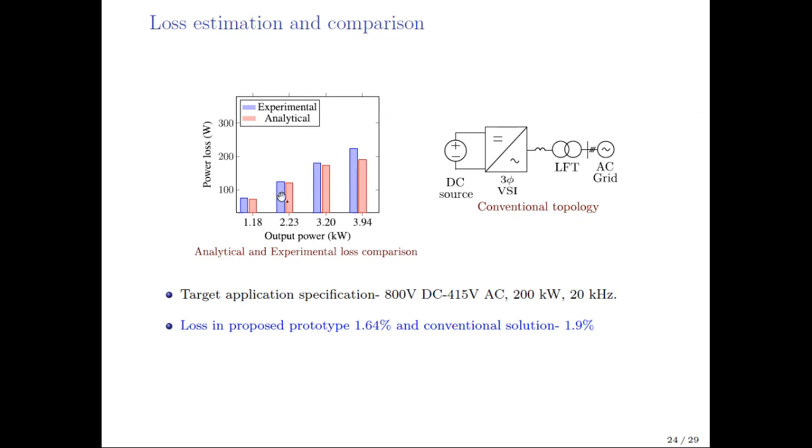So using this same analytical approach that we have verified in our laboratory prototype, we have used basically a theoretical design for a 200 kilowatt converter with 800 volt DC input and 415 volt 50 hertz AC output, and we use the same analytical approach to estimate the converter power loss. Also, we have done the same thing for a conventional solution as shown on the right. Interestingly, we have found that the loss in the semiconductor of the proposed topology and the conventional solution are pretty much close.